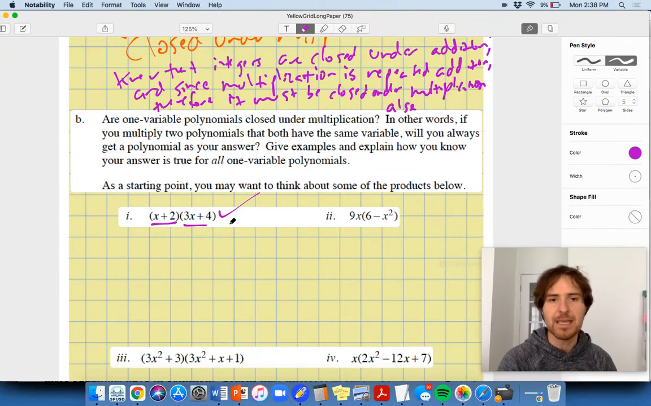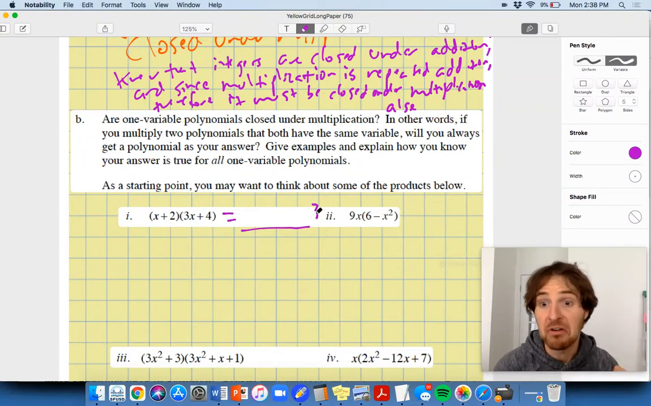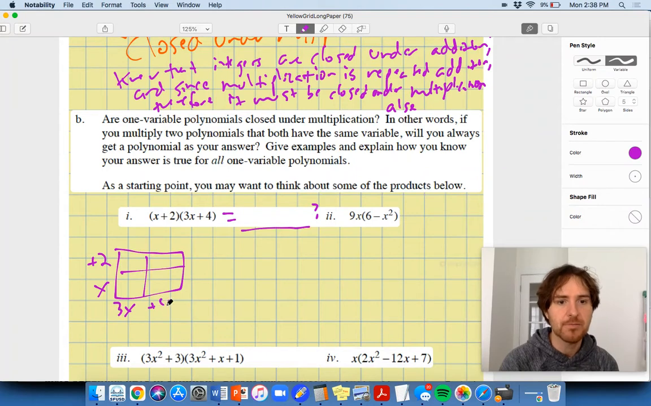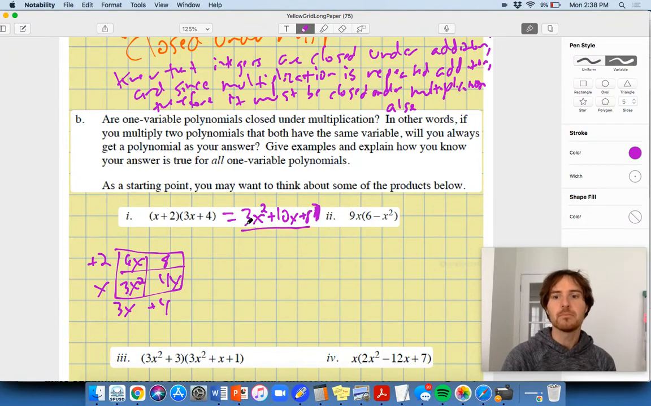What's my answer going to be? Is it going to be a polynomial as well? Well, I think we know it is. Set up our generic rectangle. Let's see if our answer is also a polynomial. x plus 2 times 3x plus 4. I get 3x squared, 6x, 4x, and 8. My answer is 3x squared plus 10x plus 8. Is that a polynomial? Yeah, right?